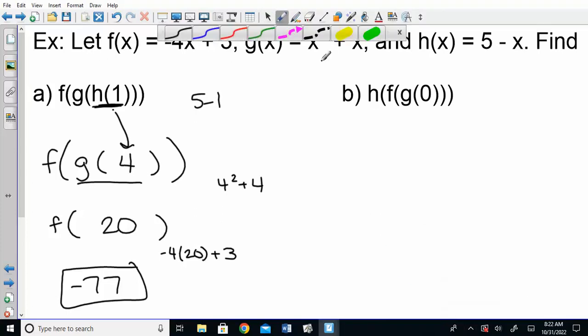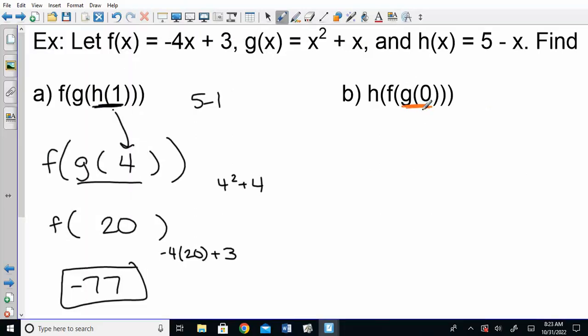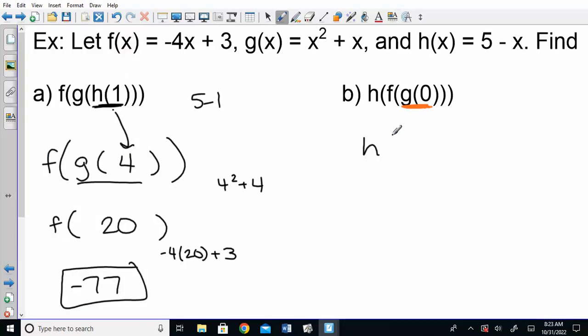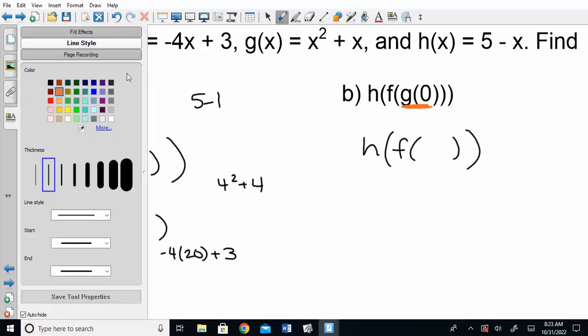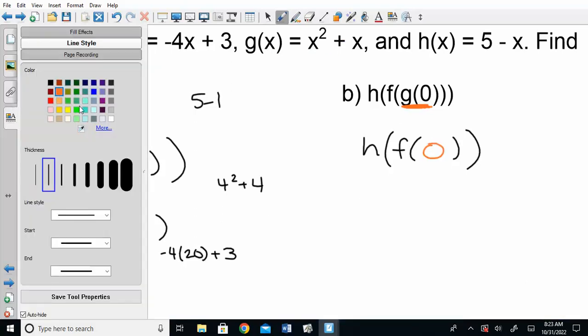Okay, so let's talk about notation. You guys are getting the right answer, but the way you're writing it is a little scary. So we're taking this inside part, g of 0, and that's what we are evaluating first. So we still have the h of f, but I'm replacing g of 0. When you plug a 0 into g, what do you get out? 0. So now we're working our way out.